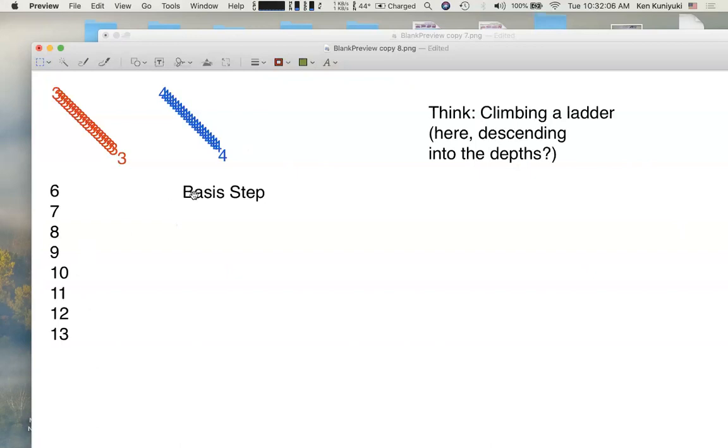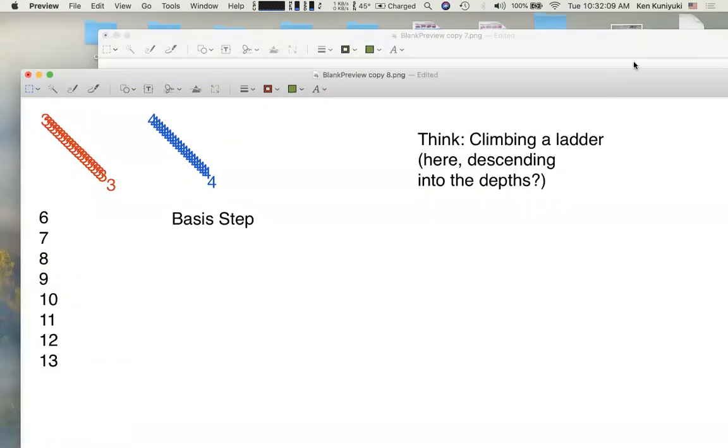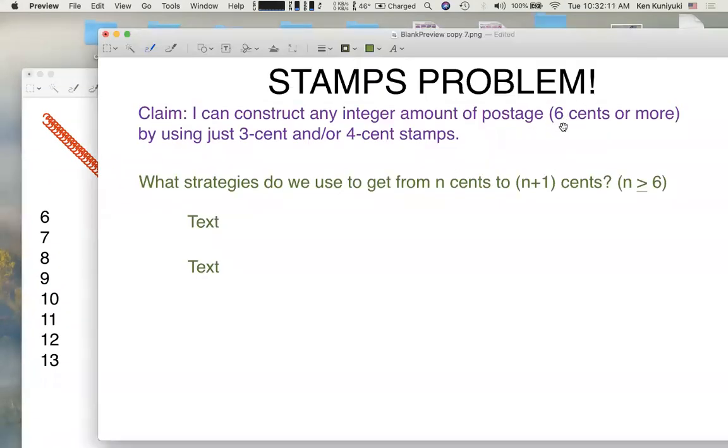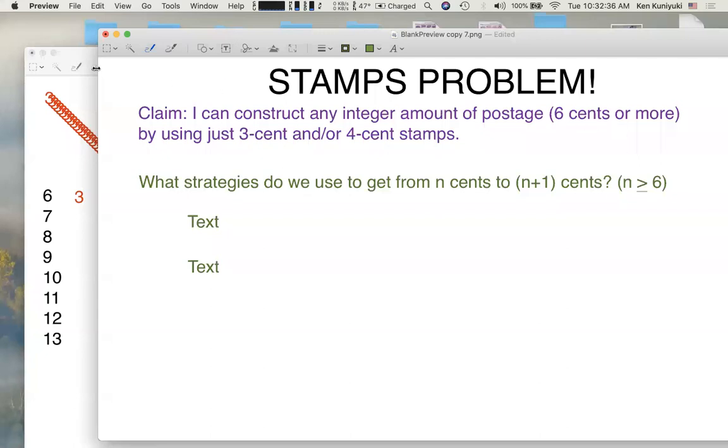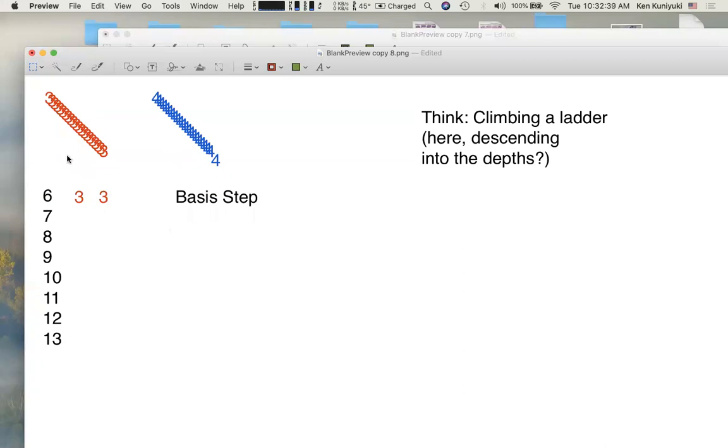First of all, we need to start with a basis step. Now, my claim begins with the case of 6 cents. All right, just constructively, how can we get 6 cents of postage by using 3-cent stamps and or 4-cent stamps? Well, I would use 2 3-cent stamps. You can see, by the way, that there's no way of getting 5 cents from these. So you can see why I started with 6 cents and not 5 or lower, because you cannot get 5 cents from these stamps. But 6 cents, you can construct that by taking 2 3-cent stamps.